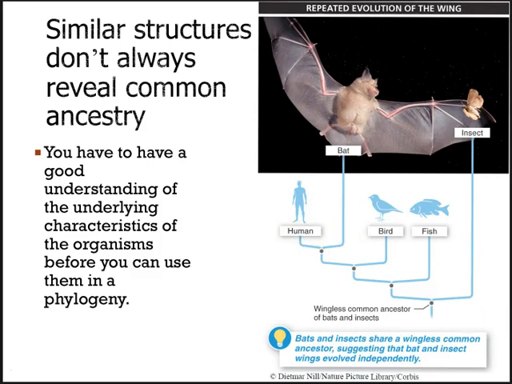So there is a type of characteristic called an analogous characteristic or an analogous structure that evolves independently through a process called convergent evolution. And we talked about that in the last chapter, in chapter 8, but we're now applying this to the phylogenies that we're learning about in chapter 10.